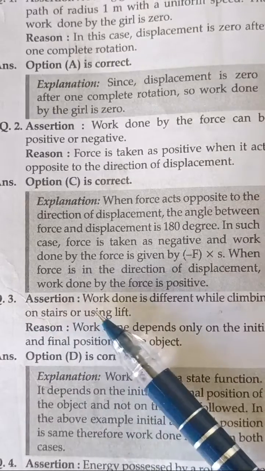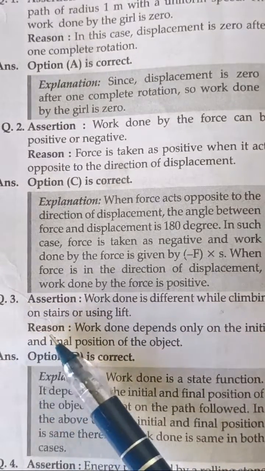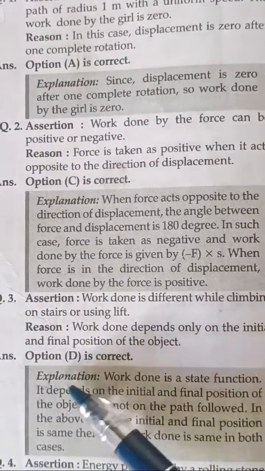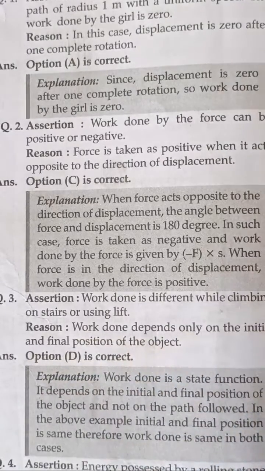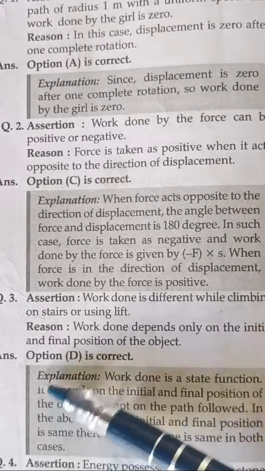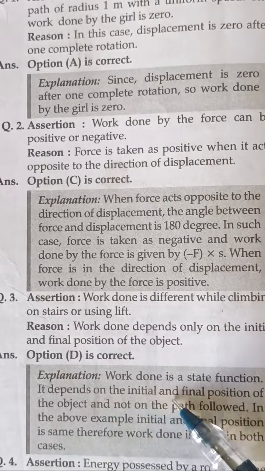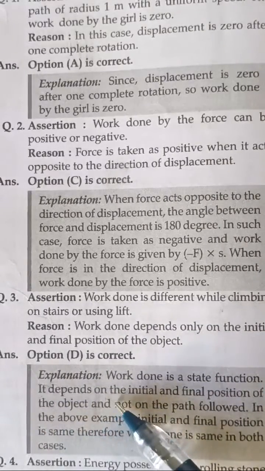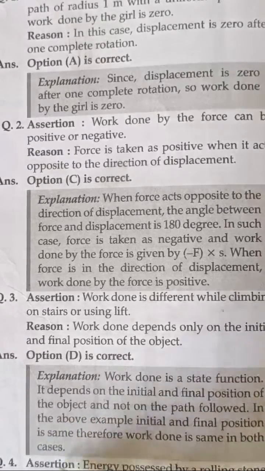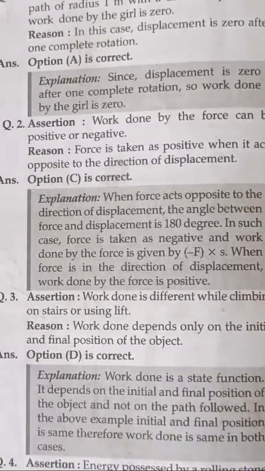Question number 3. Assertion: work done is different while climbing stairs or using a lift. Reason: work done depends only on the initial and final position of an object. Answer D is correct. Work done is a state function, depending on the initial and final position of the object and not on the path followed. In the above example, initial and final position is the same, therefore work done is the same in both cases.